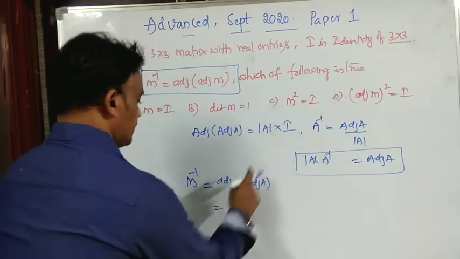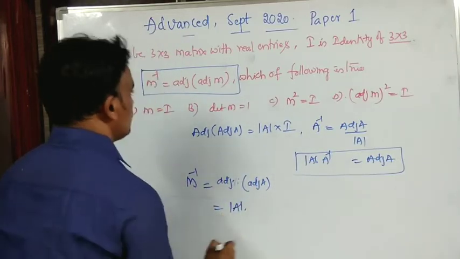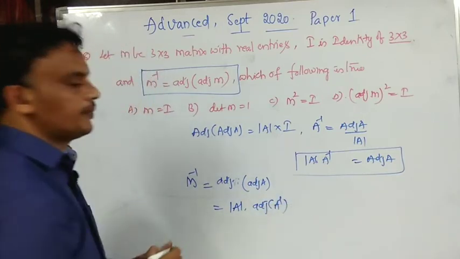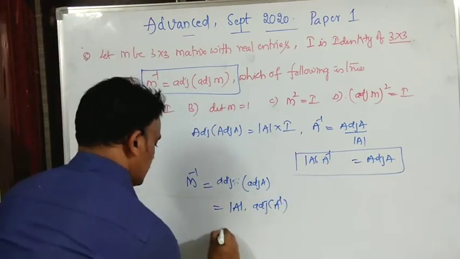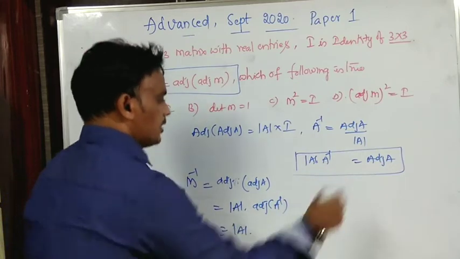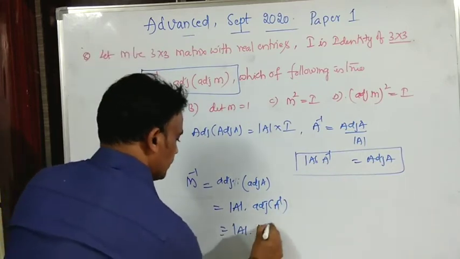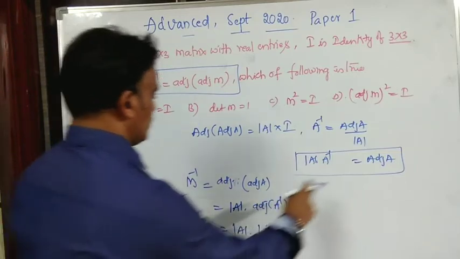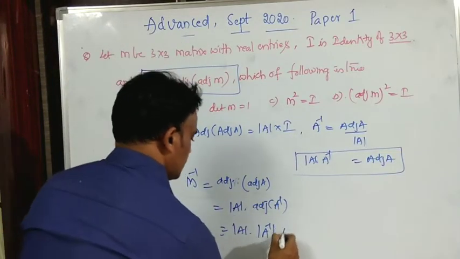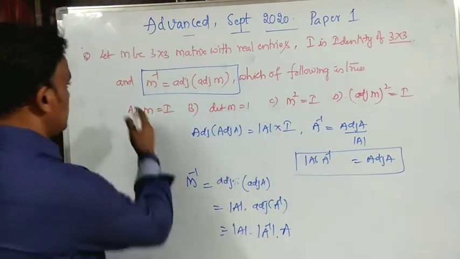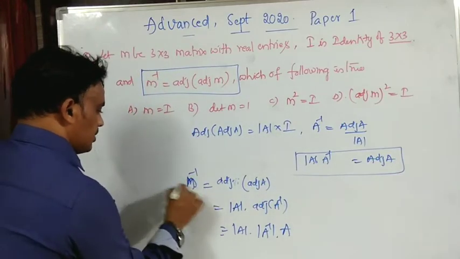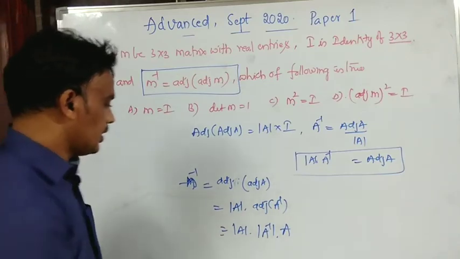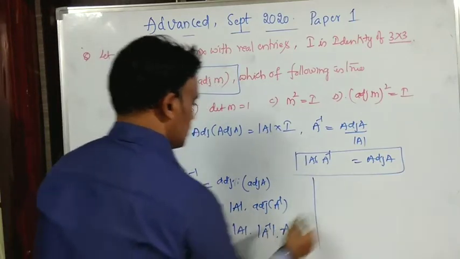So adjoint of adjoint A is det A into adjoint of A inverse, right or not? The same thing I can write, and again applying this one, which is det of A inverse into det A. Yes, I can just replace M with A, no problem. Whatever, for our convenience, we can take M or A. So finally, what is that?